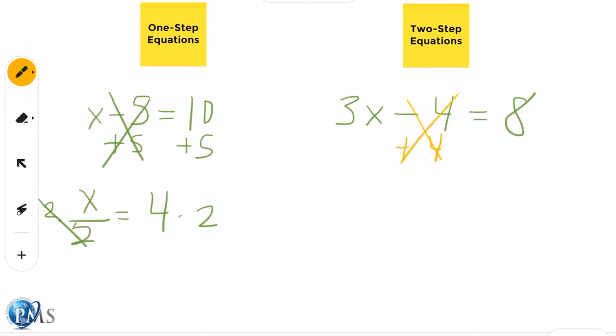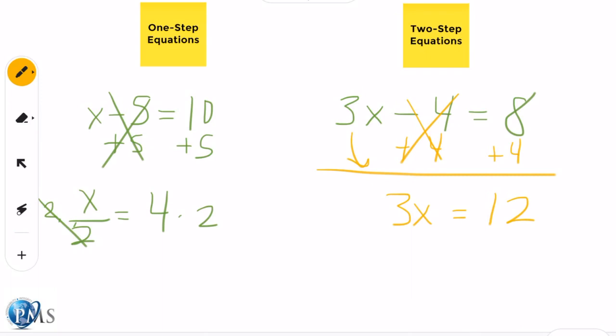So we do it there, and then we have to remember to balance the equation by doing it on the other side of the equal sign as well. So plus 4 there. And let's see what happens. So we bring down our 3x, bring down the equal sign. The 4's are canceled out, so we don't have to worry about that anymore. 8 plus 4 is 12. So now we have a new equation, 3x equals 12.